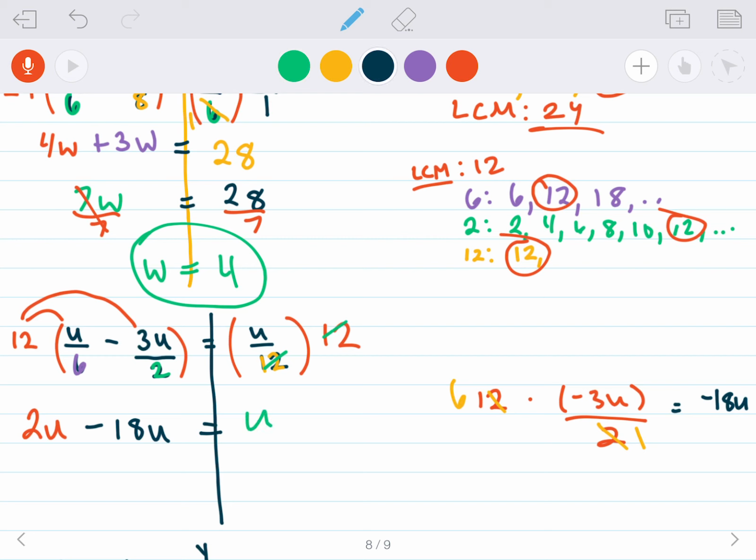Now I want to collect my u terms. So I'm going to start by subtracting 2u from both sides. Oh, actually, I should have combined like terms. That would have probably been better. Fine. Let's combine these. So 2 of something minus 18 of something. They're like terms because they both have the same variable u. They both have the same exponent 1, so I can combine them. 2 minus 18 is negative 16u equals u. And let's see.